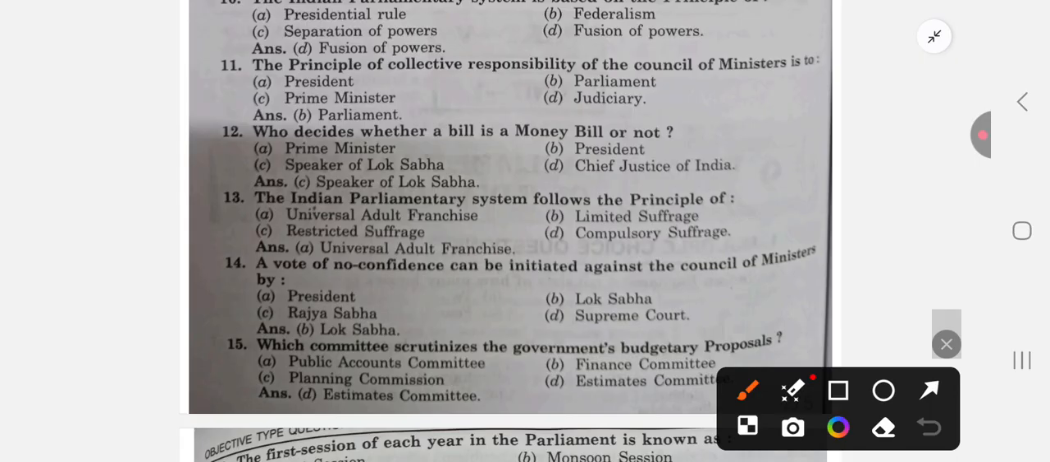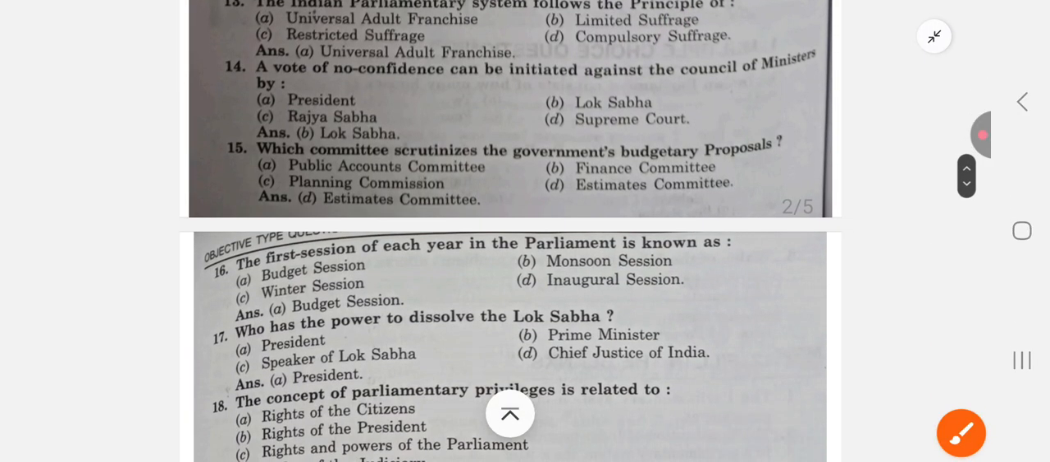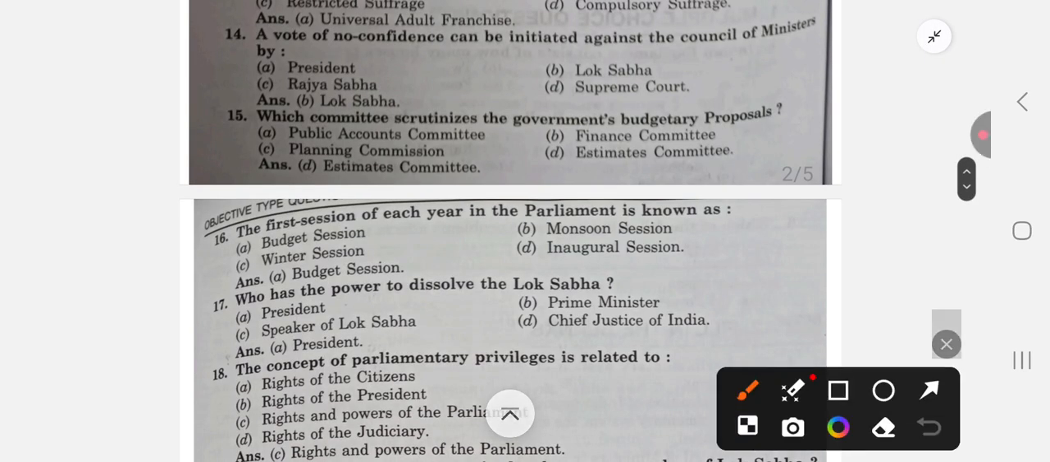A vote of no confidence can be initiated against the Council of Ministers by Lok Sabha, because Lok Sabha has more power in comparison to it. Which committee scrutinizes the government's budgetary proposals? It is Estimates Committee. There are certain committees by which the Parliament works, so it is scrutinized by Estimates Committee.